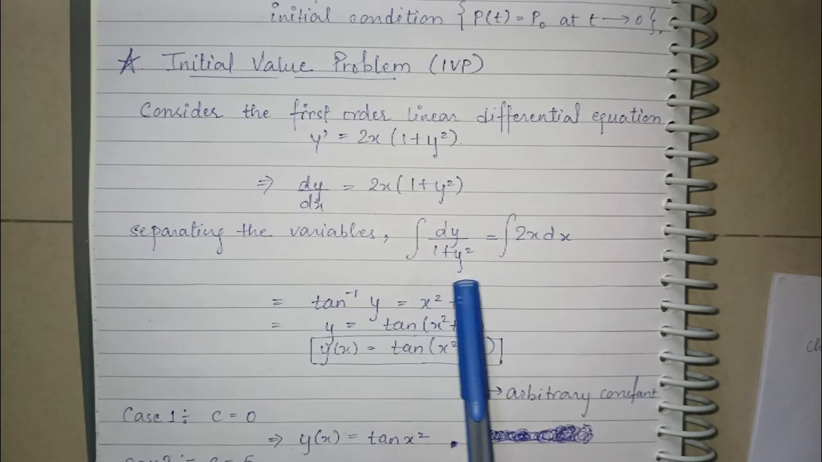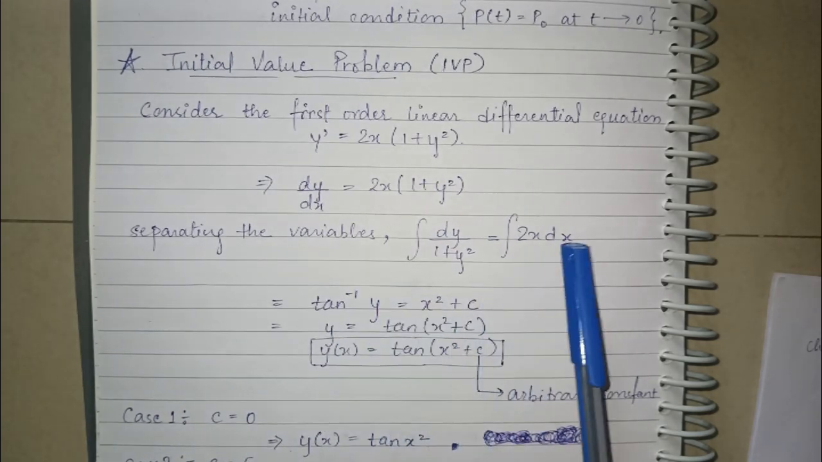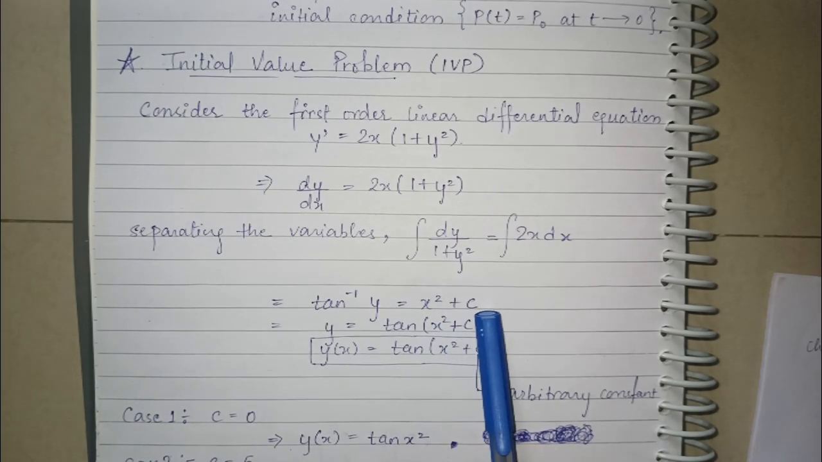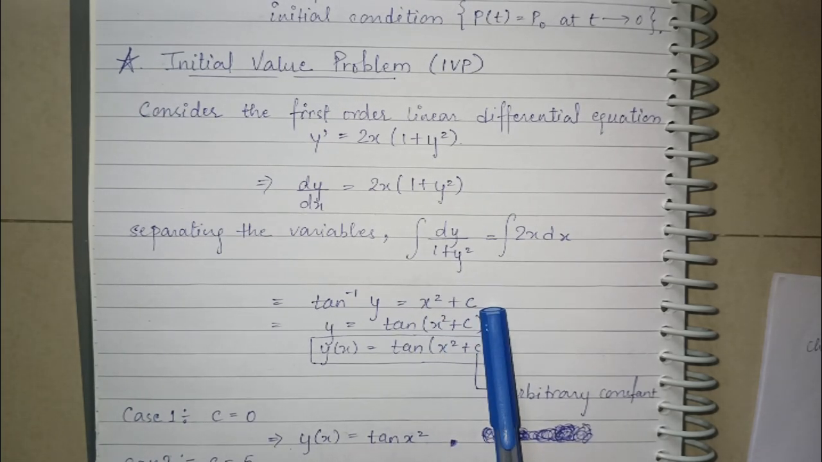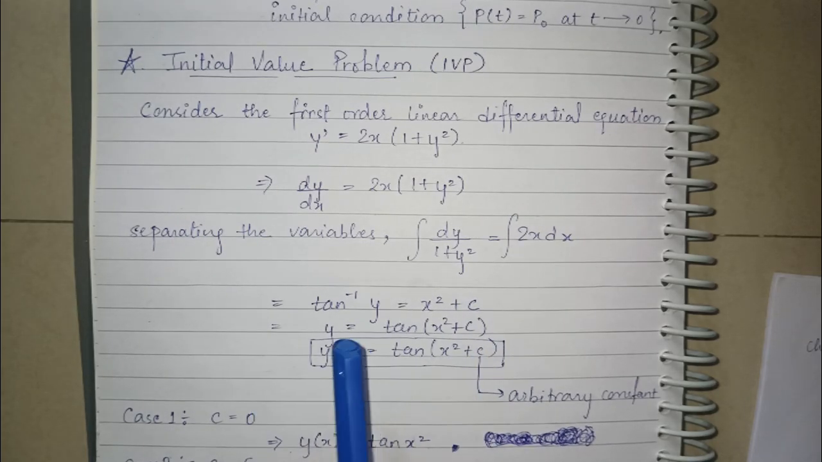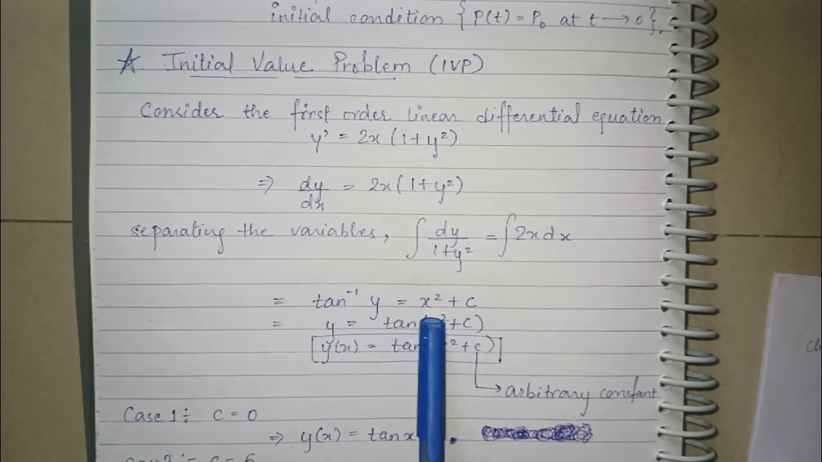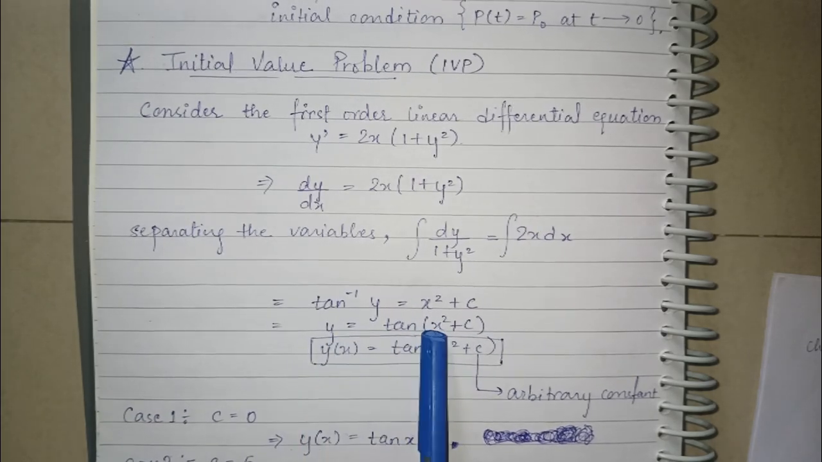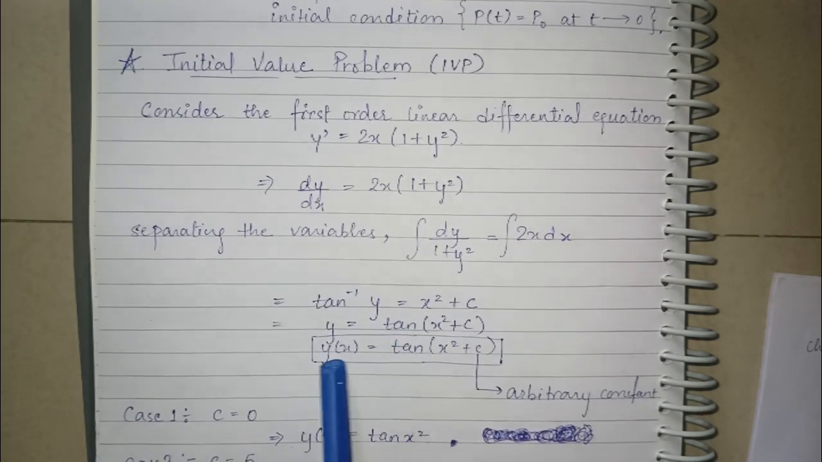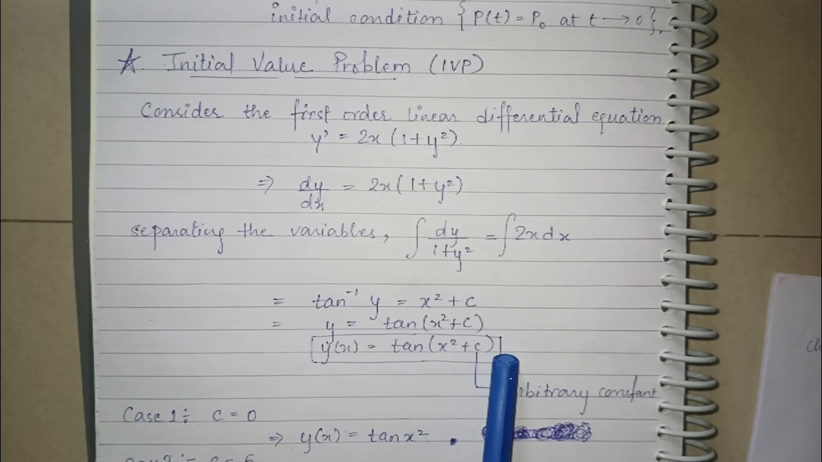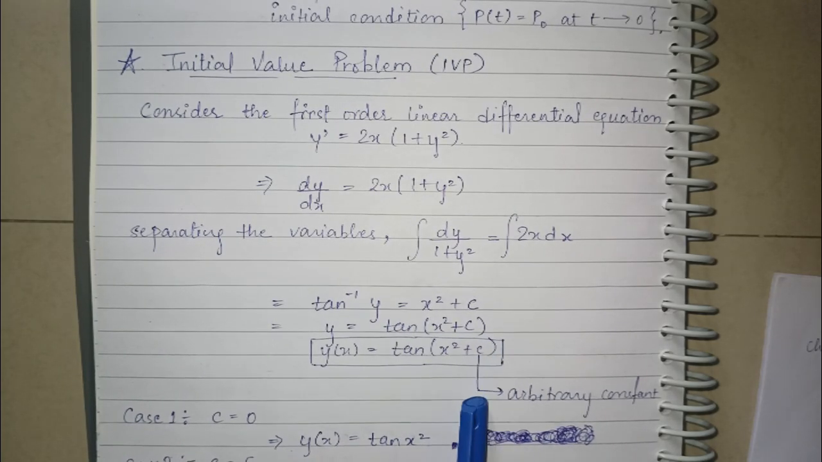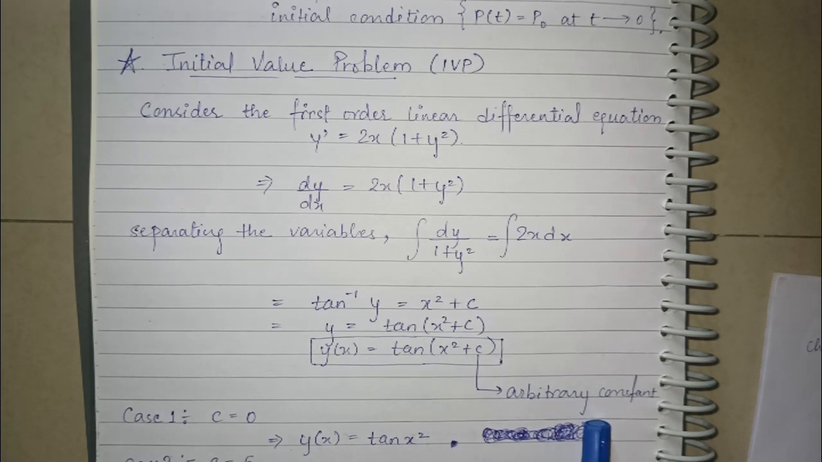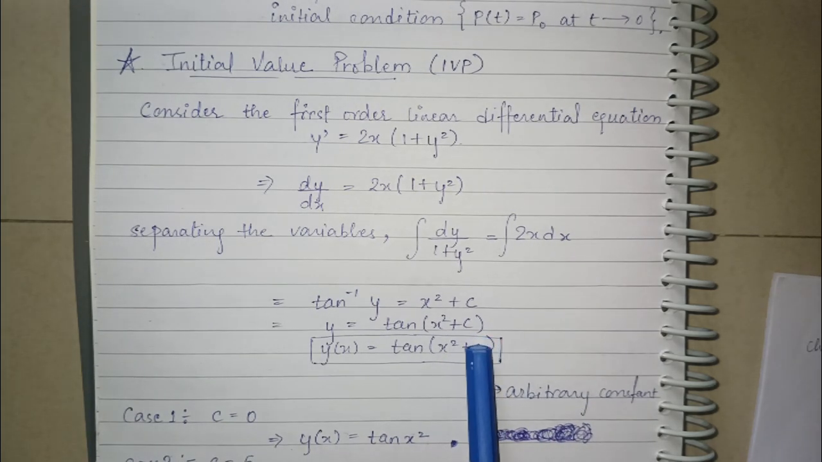Now you know that the integration of this function will be tan inverse y and the integration of this will be x square. And you also know that we add an arbitrary constant while we integrate, right? So now you have tan inverse y equals x square plus c. If we take the tangent function on both sides, we'll have y equals tan(x square plus c). Let's say c is an arbitrary constant.